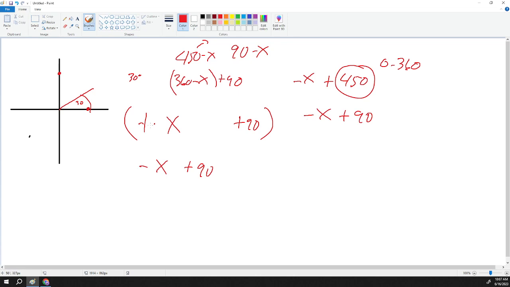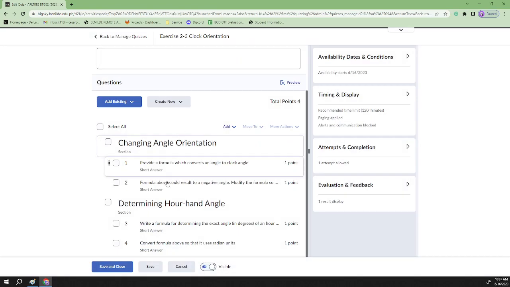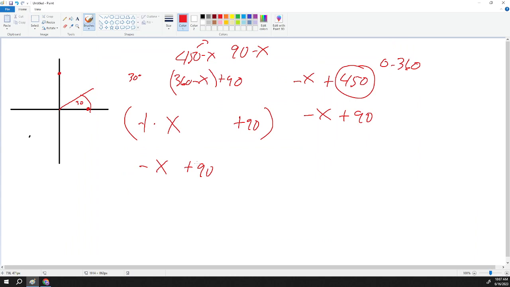Right? But there's a problem with this. We check the second question. We can get a negative angle with this formula. Or if not negative, we can go beyond 360, which is something that we do not want to do. What we want is to only limit it to 0 to 360.